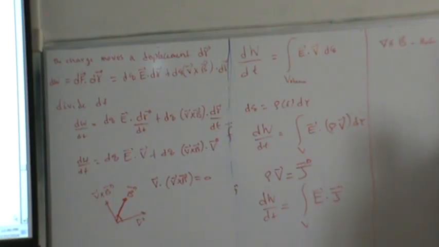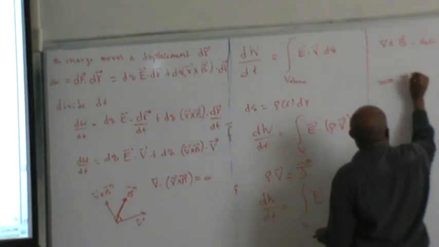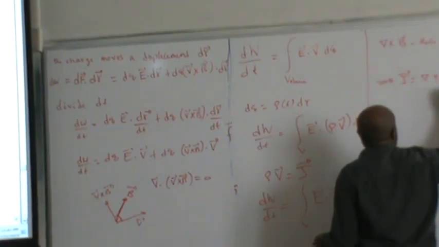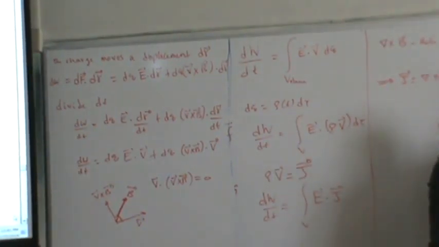Mu naught epsilon naught dE by dt equals to mu naught J. That's where we started when we determined Maxwell's equation in math, right? So J at this stage can be free current plus bound current plus polarization current. So if I solve for J here, what would I get? I get J equals to curl of B over mu naught minus epsilon naught dE by dt.